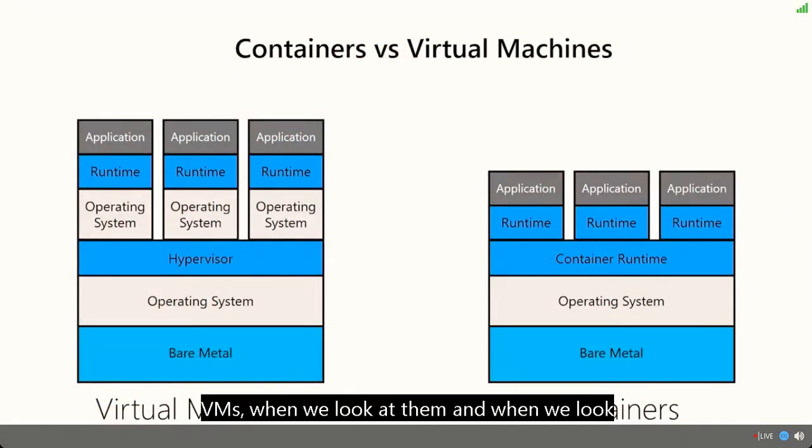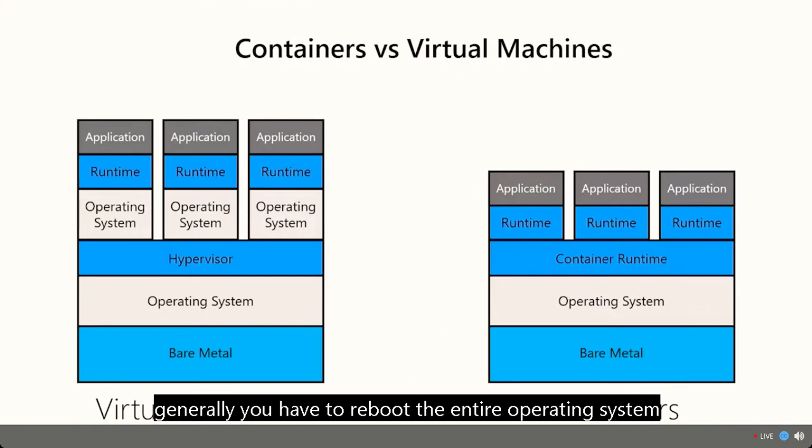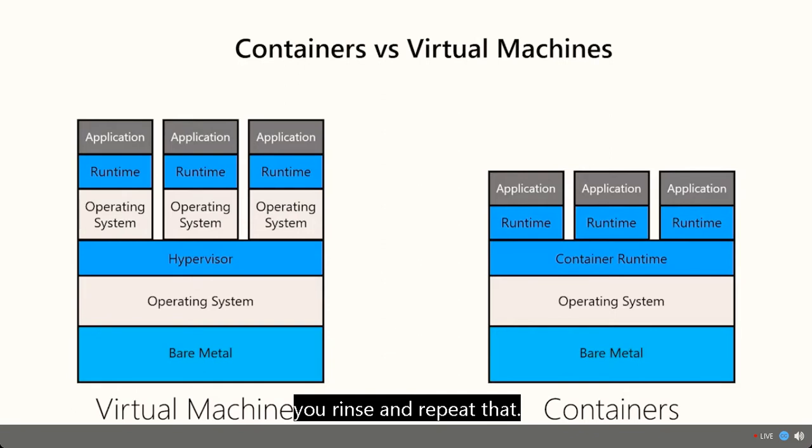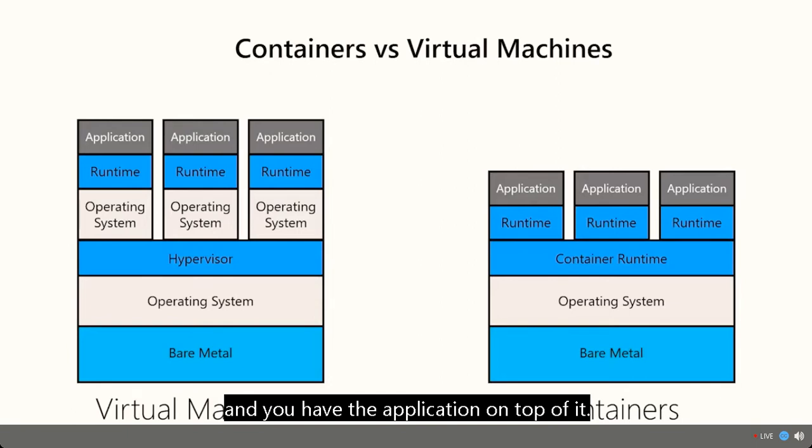When we look at virtual machines, some people call them bloated, or I call them heavy. Whenever you have a virtual machine, you have your common OS, you have the runtime, your operational framework, and the application running on top of it. But if something happens to the application, generally you have to reboot the entire operating system to get the application to restart in a proper fashion. And pretty much with virtual machines, you rinse and repeat that. You have the same operating system, it has the same runtime, and you have the application on top of it. More importantly, you have the same OS. So they're very large files, they're heavy, they're not very portable, they're not very cross-platform friendly. In other words, hey, this OS is Windows or this OS is Linux, how do I work with it?